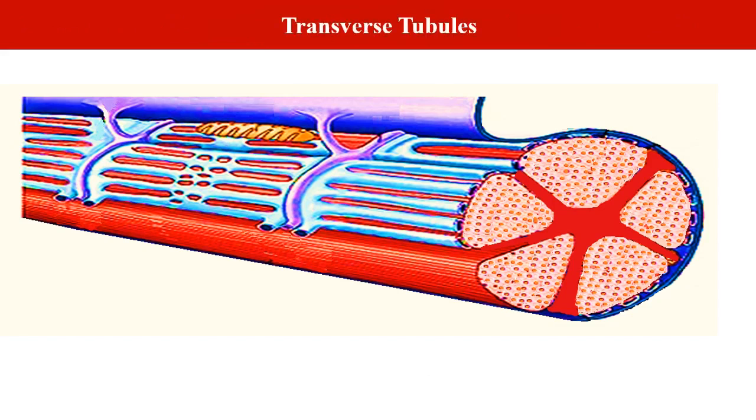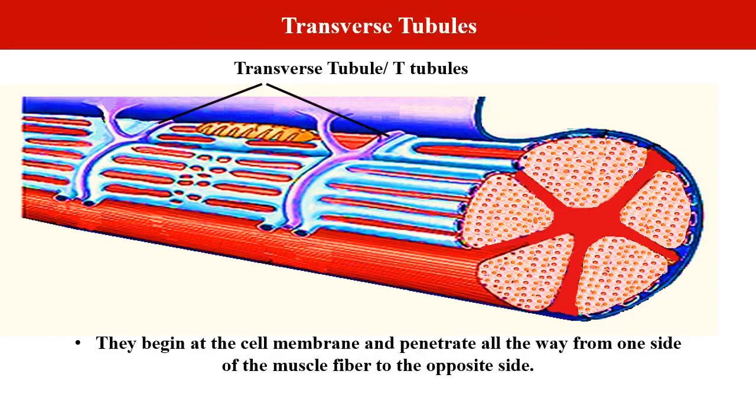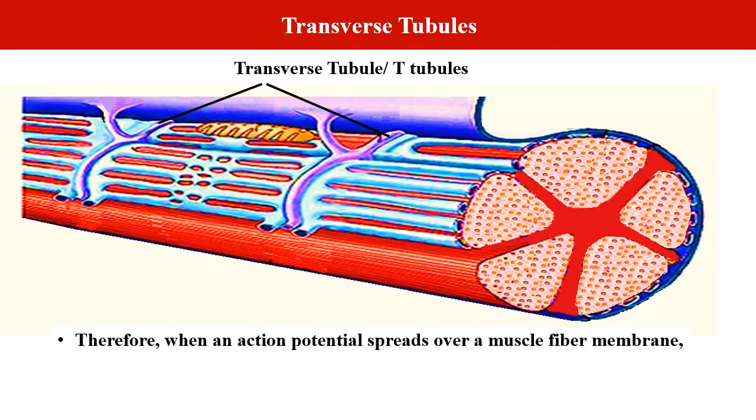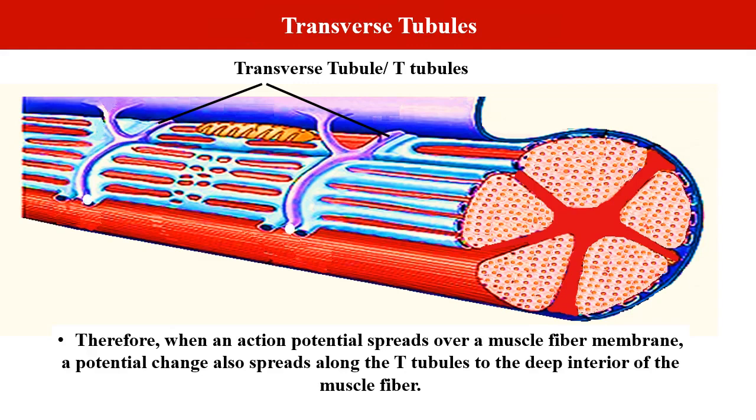This is achieved by transverse tubules. Transverse tubules are also known as T-tubules. They begin at the cell membrane and penetrate all the way from one side of the muscle fiber to the opposite side. T-tubules are actually internal extensions of the cell membrane. Therefore, when an action potential spreads over the muscle fiber membrane, a potential change also spreads along the T-tubule to the deep interior of the muscle fiber.